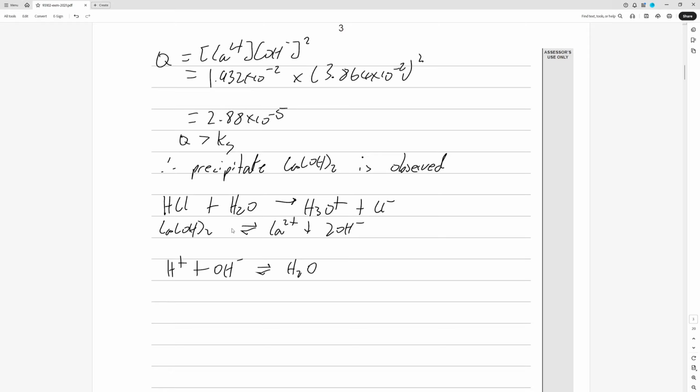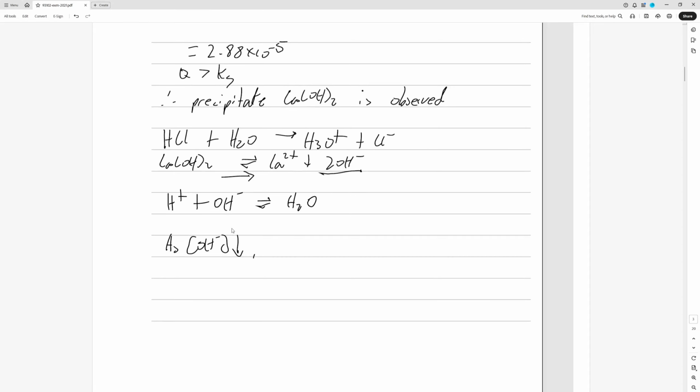Therefore, as we consume OH- from this side of the solution, from Le Chatelier's principle, it drives the equilibrium further to the right to try and compensate for this added change. So as the concentration of OH- falls, the equilibrium is going to be driven towards the right, and therefore we get an increase in dissolution of calcium hydroxide, meaning that the precipitate is going to be dissolved.